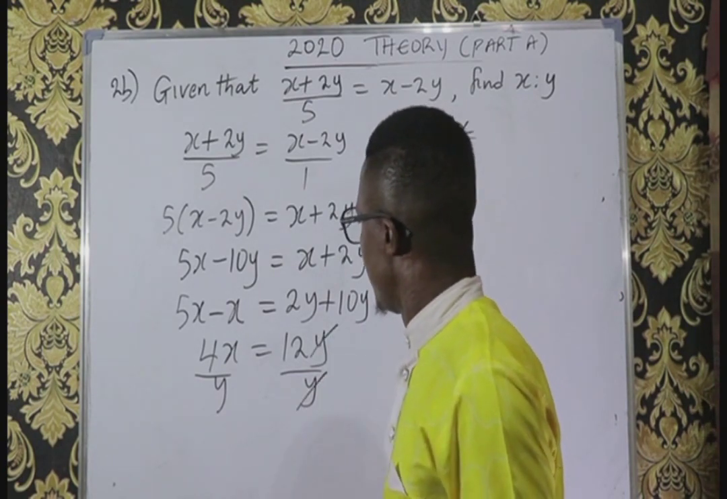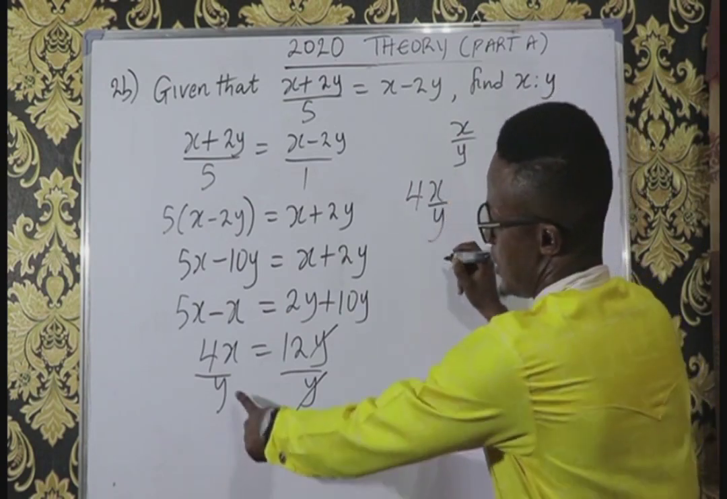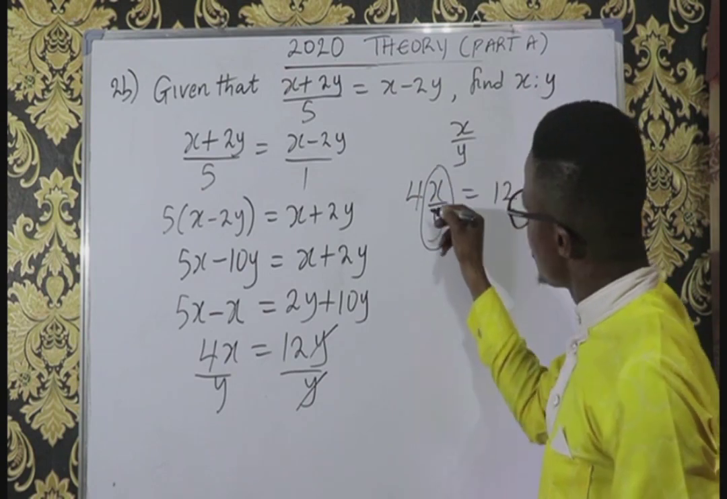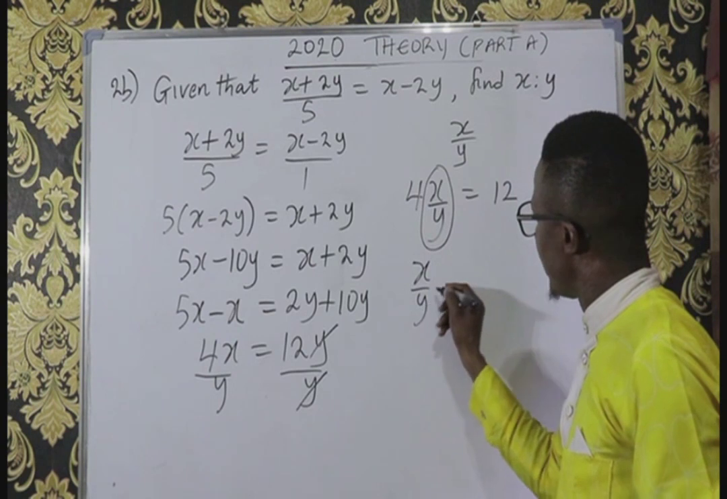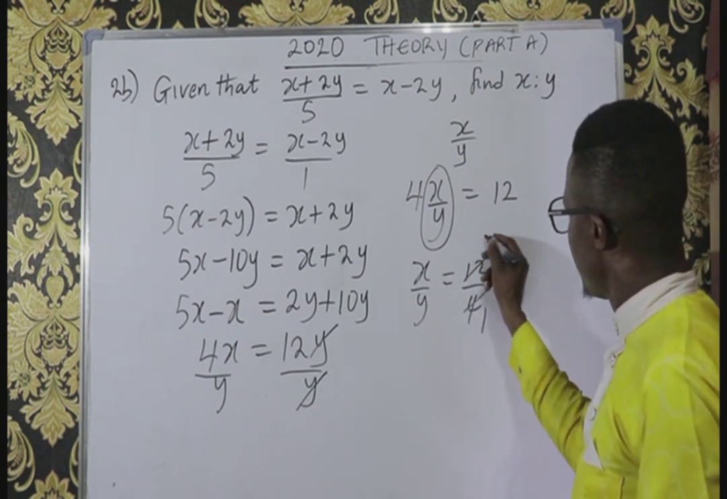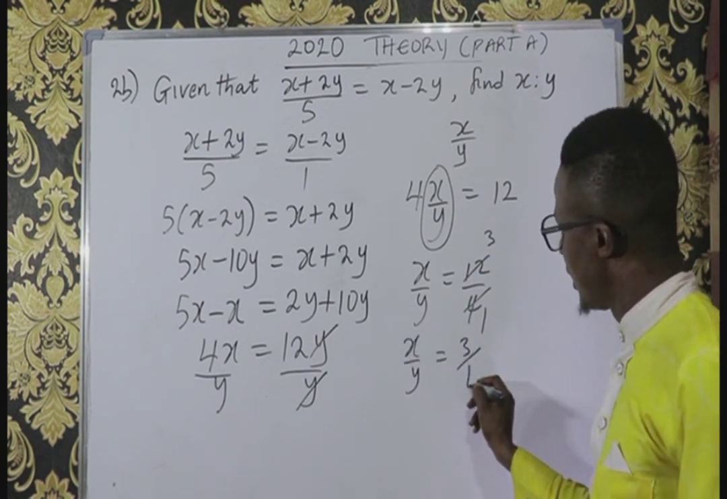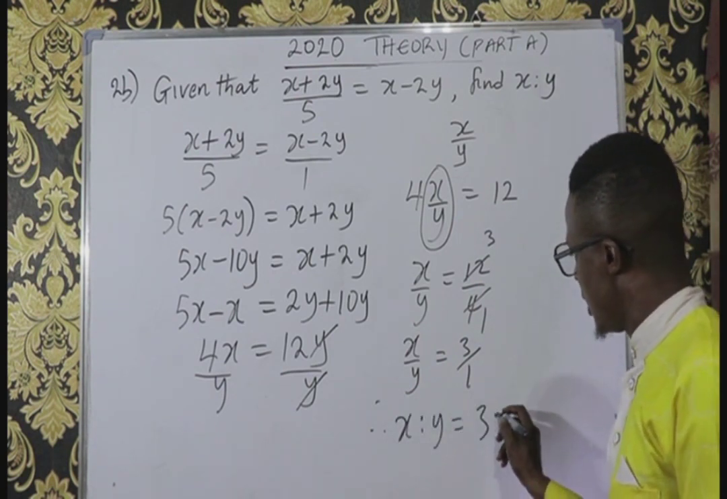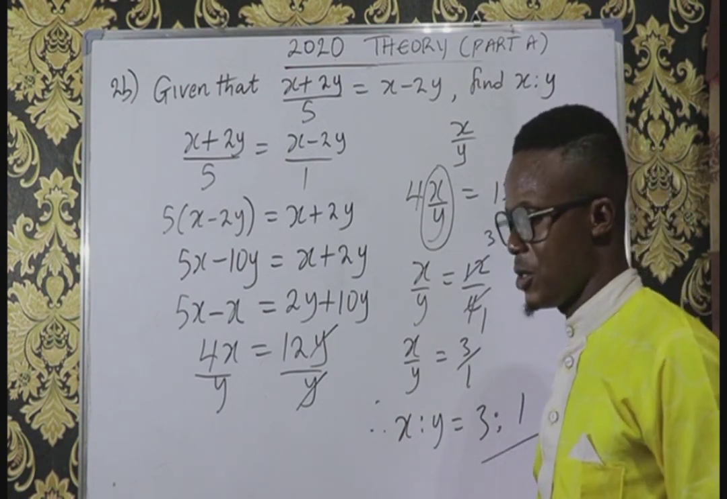Y cancel y. I'm now having that 4x over y, as you can see here, is equal to 12. We need x over y. So to get this x over y, I will divide both sides by 4. So x over y is now 12 over 4. 4 here is 1, 4 here is 3. So x over y is equal to 3 over 1. Therefore, x is to y will now be 3 is to 1. That is the answer, 3 is to 1. So let's take another question.